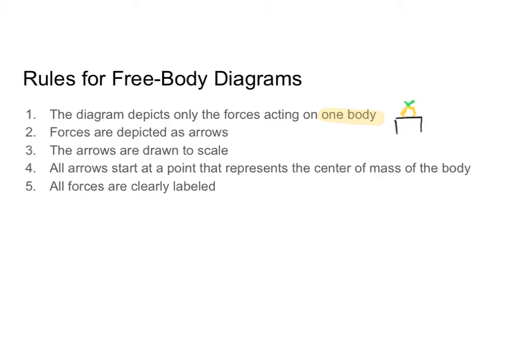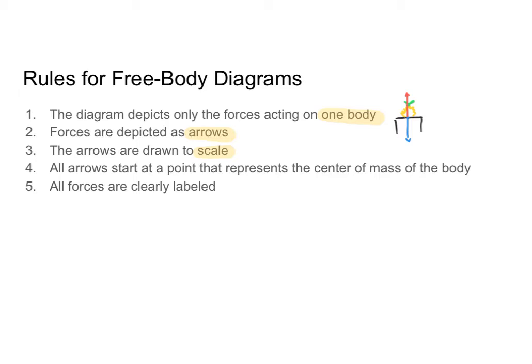The second rule is that forces are depicted as arrows. So every force acting on the object I'm going to depict as an arrow. Third, those arrows are drawn to scale. So for example, if the gravitational force on my pineapple is the same as the normal force acting on my pineapple, then those two vectors should be the exact same length. So the arrows I just drew lead us into point number 4.